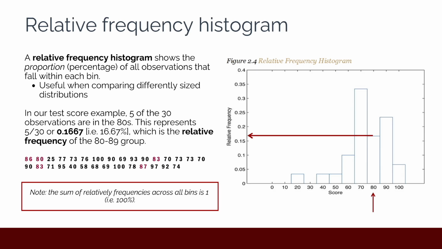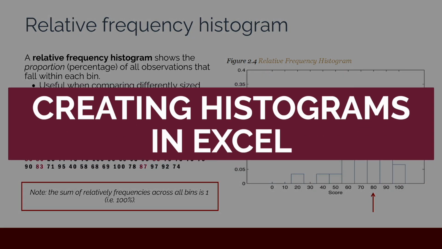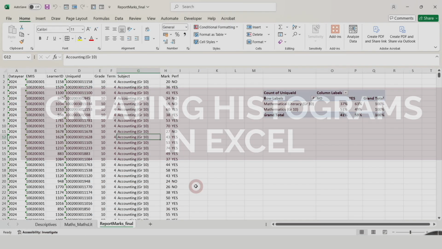What Chris is going to talk you through now, and I'll talk through some of the interpretation, is how to do frequency and relative frequency histograms in Excel, and also show an example where we compare the distributions of marks in two different subjects so we can see visually the differences between the two and see what information we can gain from that.